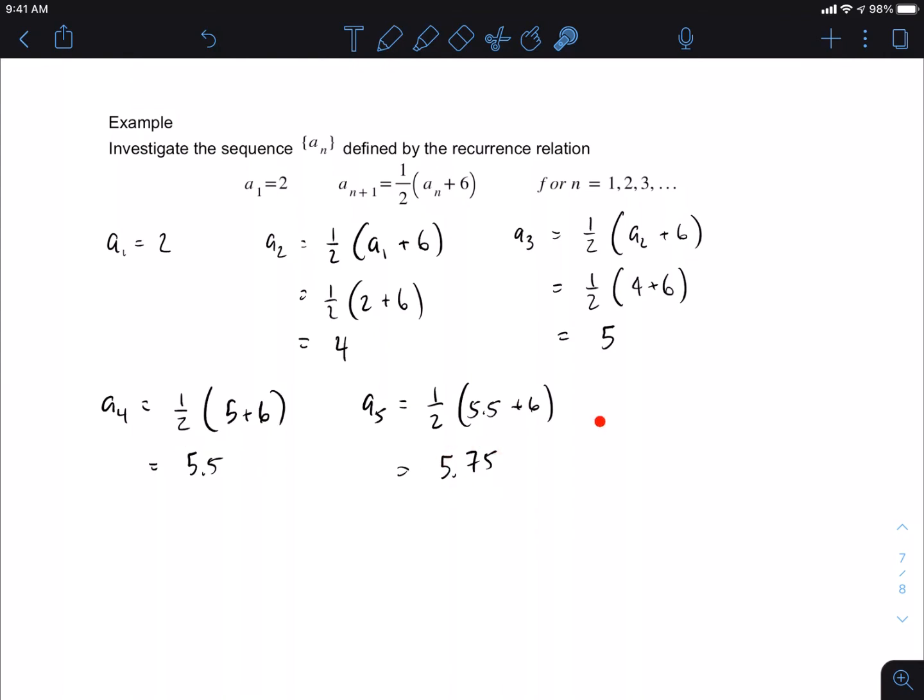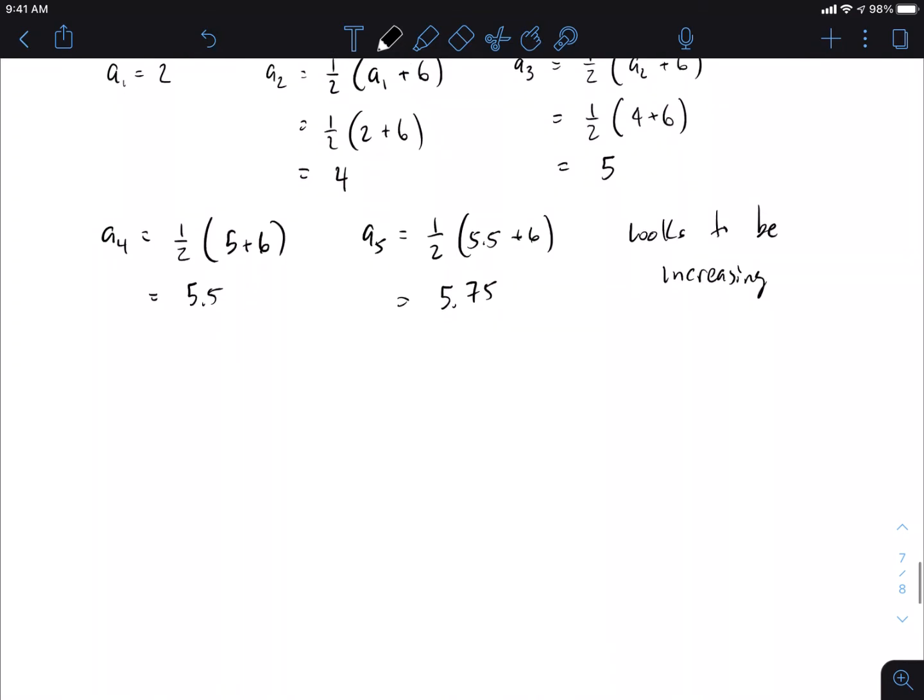We can see that the function here looks to be increasing. So it looks to be increasing, which means this is something that looks to be monotonic. Now, one of the methods to attack these problems and to show that this is a function that is increasing is to use the induction steps. And we can do that quite easily.